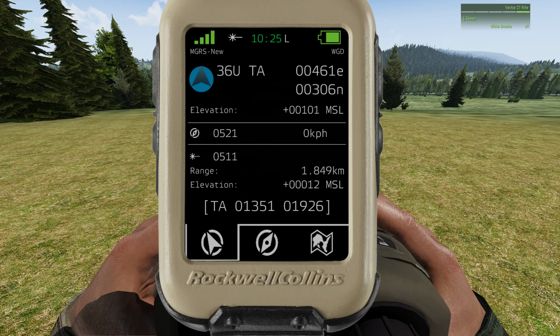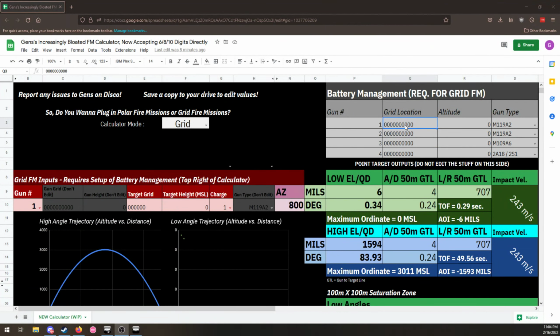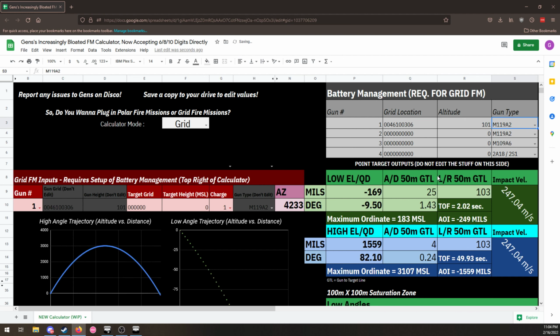So let's go back over here and we'll set up our battery. We've only got one gun on the battery right now, so it's pretty simple. We had 00461, 00306 at an altitude of 101 meters above sea level. Right now I just have 00000 plugged in as our target grid.